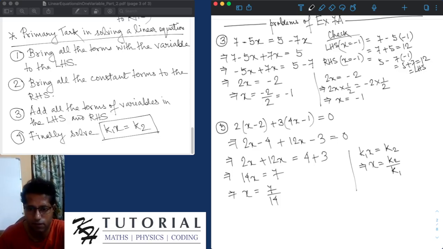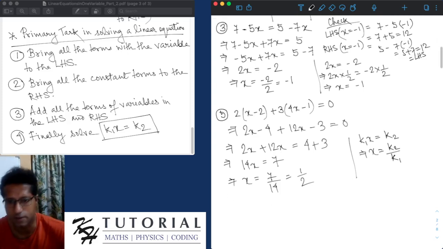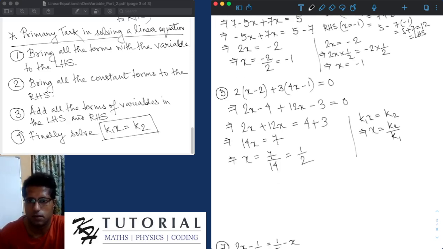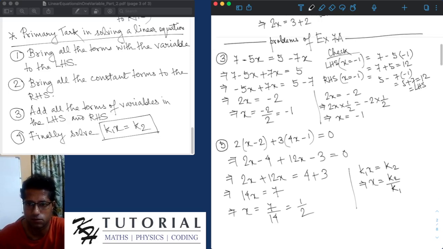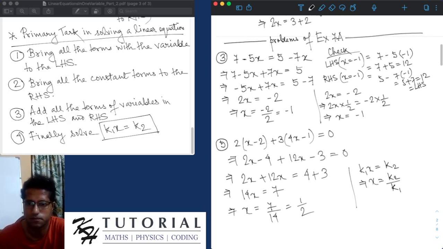So in this problem number 5, from 14x equals 7, we can say that x equals 7 by 14. This is nothing but half. I will not be doing the check of whether the solution is correct or not. I hope it is correct. Now this is the straightforward way of solving the equation. I don't think there is any other better alternative. While I am solving the problems, you can pause the video and take a screenshot for your reference.